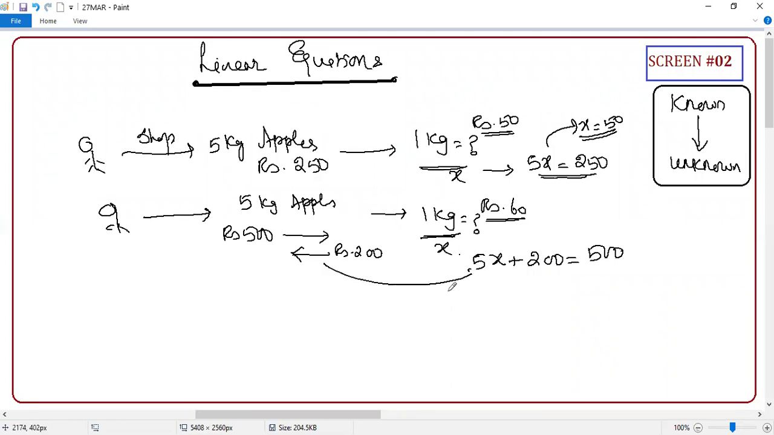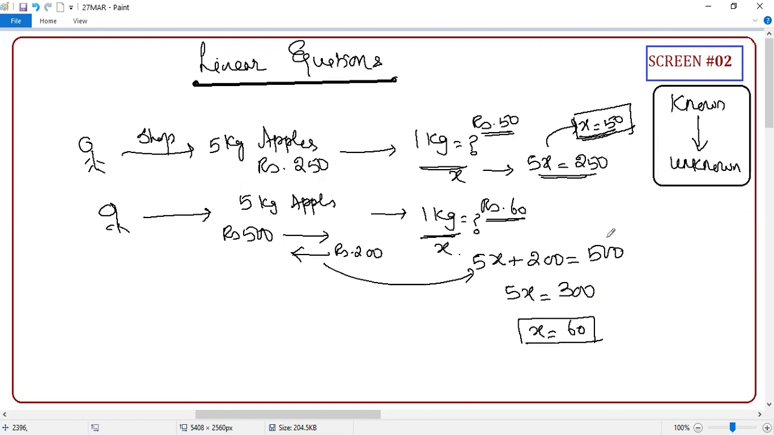Correct or not? Finally, guys, anyone can see that it all becomes a linear equation. A practical situation or a word problem is finally converted into a linear equation. So here you know how to handle this situation. 200 will go that side. 300 equals 5x, so 300 by 5, 60. So here you are finding x equal to 60.